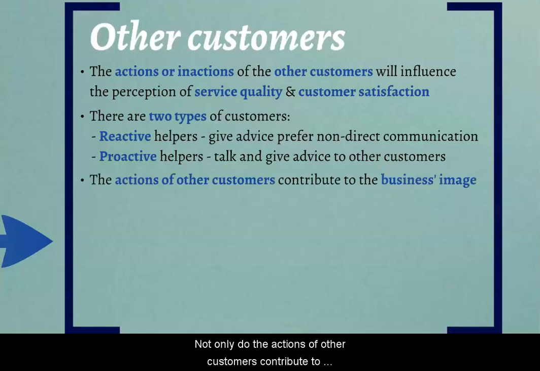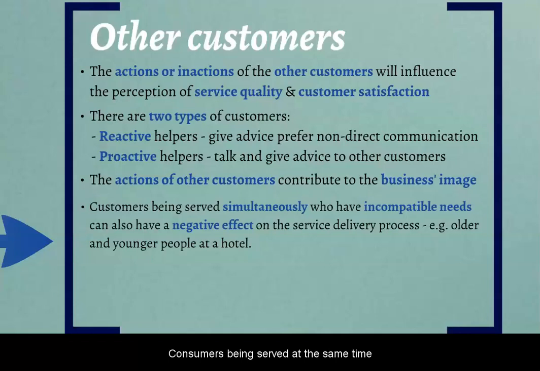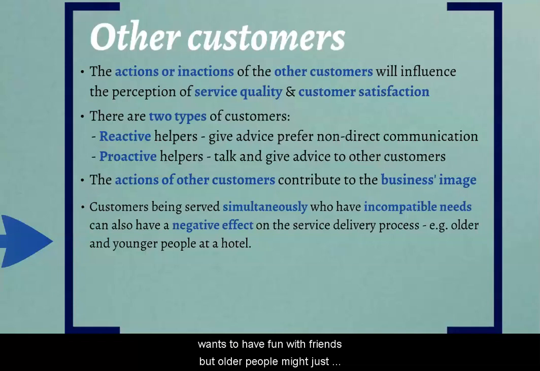Not only do the actions of other customers contribute to the overall perception of the service quality, but also the image that is created by the other customer while the service is being consumed. Consumers being served at the same time, but who have incompatible needs, can also have a negative effect on the service delivery process. You can see the example of a young person visiting a holiday resort or a theme park or anything like that, wants to have fun with friends, but older people might just want to relax and sunbathe, and then the actions of the younger group will influence the older people's experience. And also the example of a hotel.